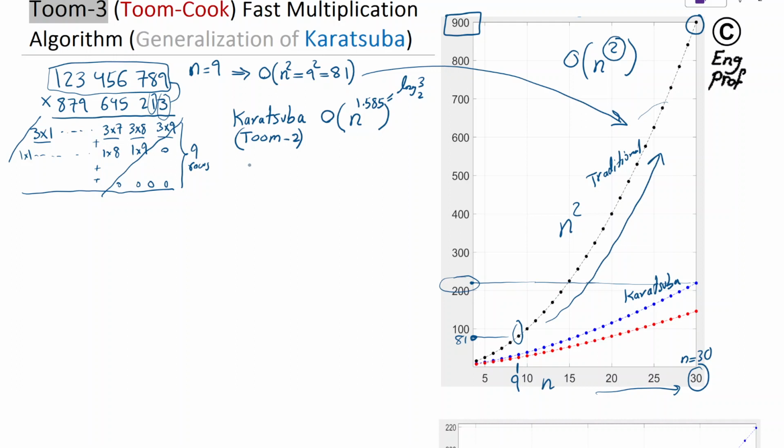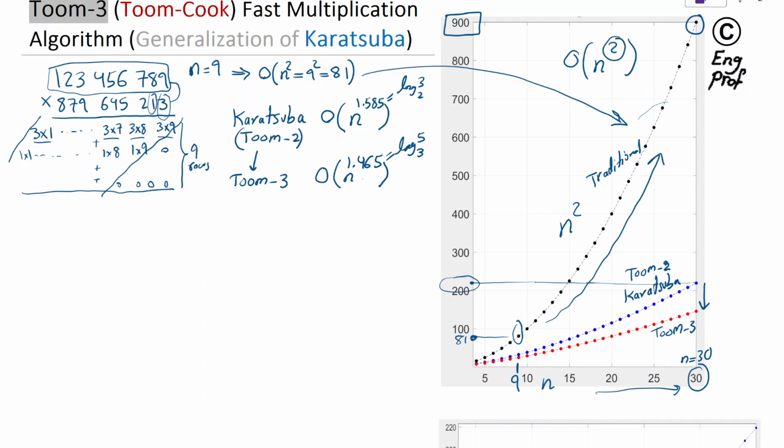So what Toom-3, as an extension of Karatsuba, achieves is further improvement. It gets to big O of n to the power 1.465, and that is coming from, again, log 5 base 3. Visualizing it so that you can see what's going on is the red curve here. So you can see that there is a further reduction, though not as substantial as the initial reduction, from Karatsuba, which is also referred to as Toom-2, to Toom-3.